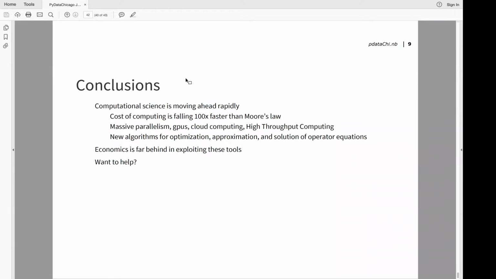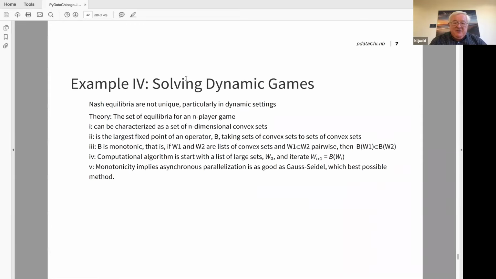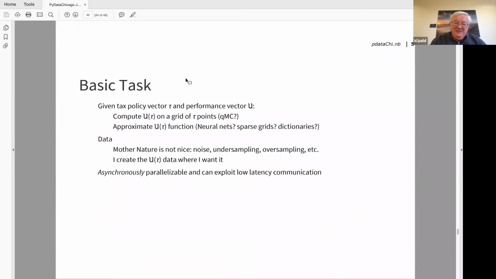I believe he's referring to slide 42. He's asking about your basic task slide: can you indicate what the typical dimension of tau is? How much data can you afford to approximate? Anyway, the problem we're aiming at, which I'm working on with Philip, a major problem, is 10 dimensions.